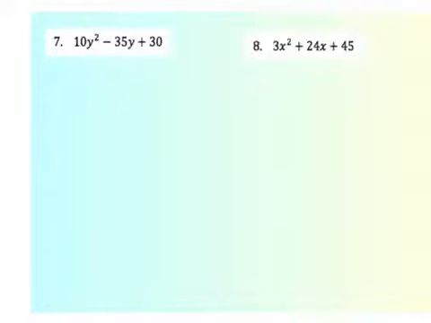So let's look at this example here. 10y squared minus 35y plus 30. I want to see, do these things have a number or a variable in common that I can take out right away to make my life easier before moving forward? In this situation, they all can be divided by 5. I can take a 5 out right away. So we're going to divide everything by 5. That's going to be my GCF. So if I do that, I'd be left with a 2y squared minus 7y plus 6.